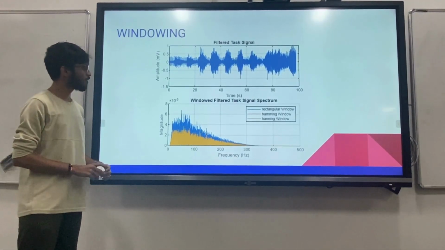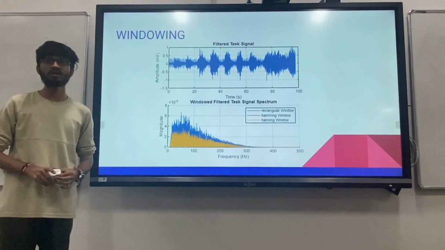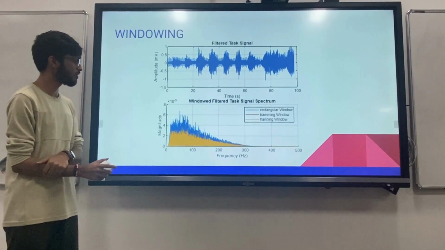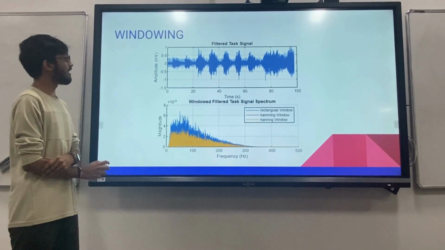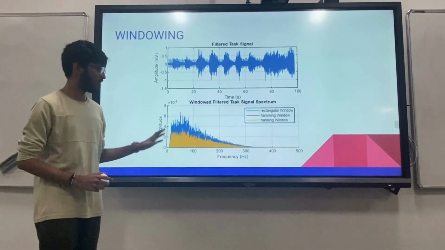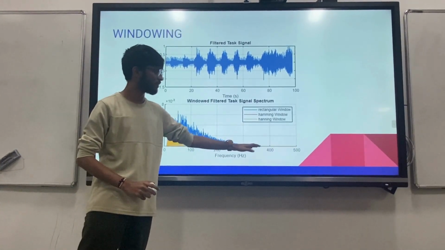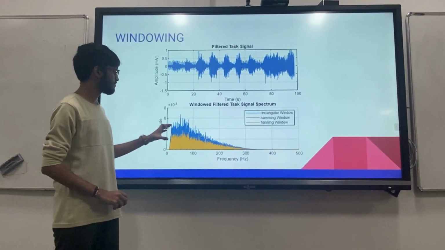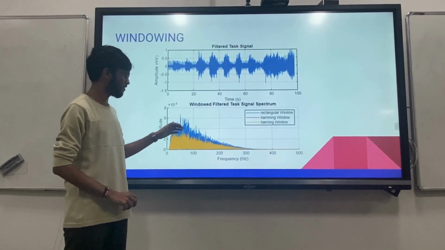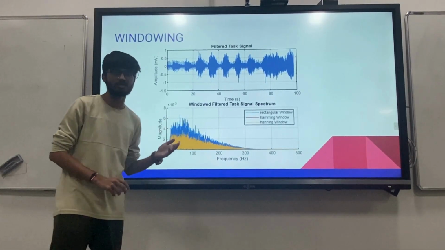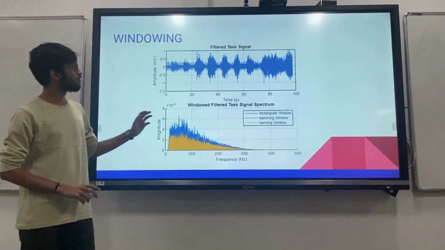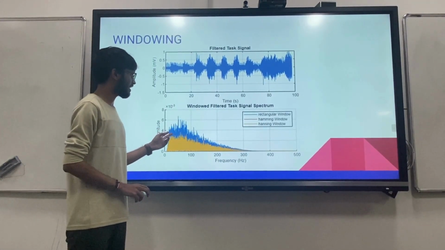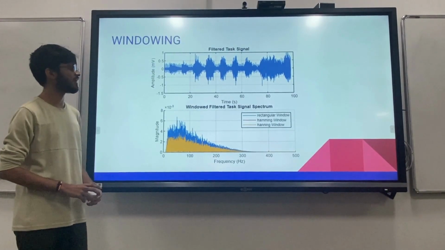Yeah, so the third important concept which we used was windowing. Windowing helps to window out a weighted portion of the signal, and it is useful to remove the discontinuities of amplitude at the boundaries, and also to change the amplitude of the signal based on the weights provided. So we have used three types of windows. First is a rectangular window, then a Hamming window and a Hanning window.